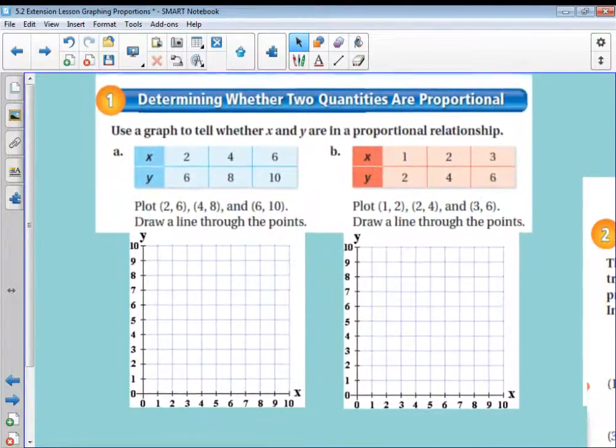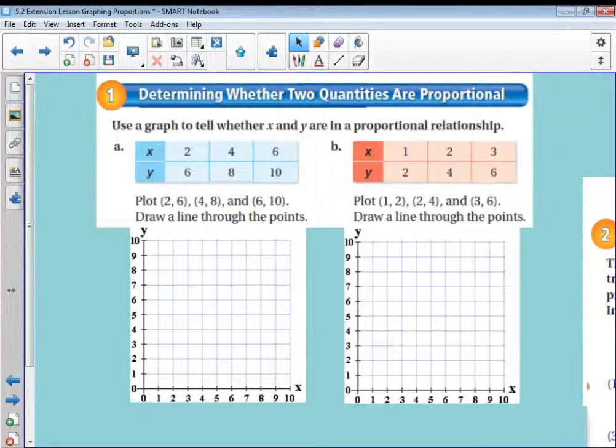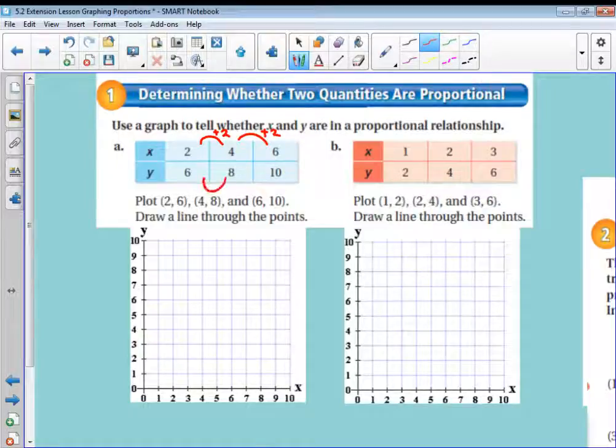Okay, so it says determining whether two quantities are proportional. So once again, straight line and pass through the origin of 0, 0. So it says use a graph to tell whether x and y are in a proportional relationship. So we could check off of the table to see if they are consistently changing. Like here it looks like we're adding 2. 4 plus 2 gives us 6. 6 plus 2 gives us 8. 8 plus 2 gives us 10. So it looks like it's constantly changing.